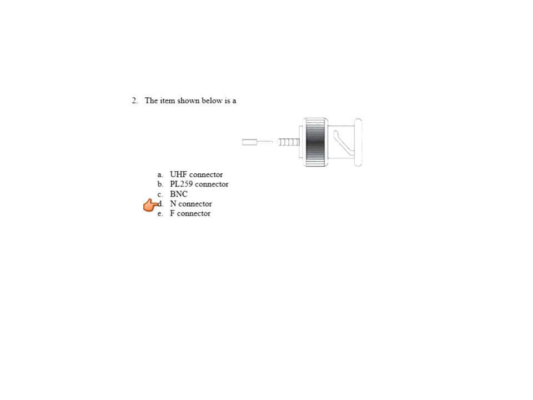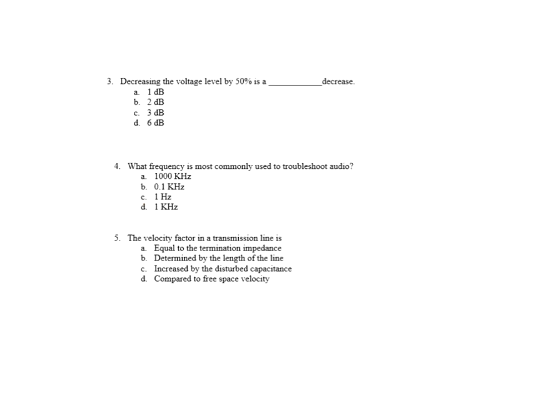Did we talk about the N connector? No. Did we talk about the UHF connector? No. We said the B and C is used for UHF. Did we talk about the PL259? No. So there's only two choices here for you. So use the process of elimination to help you get the right answer. You cannot spend too much time on it. Well, what is this? It's a B and C connector.